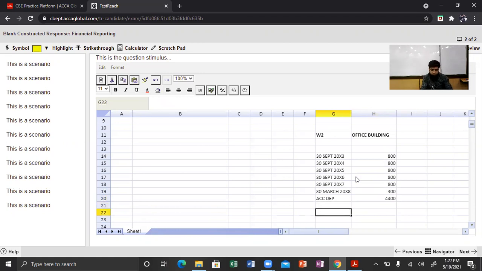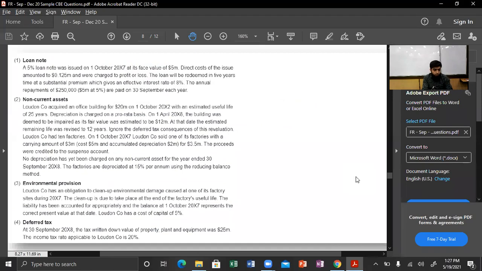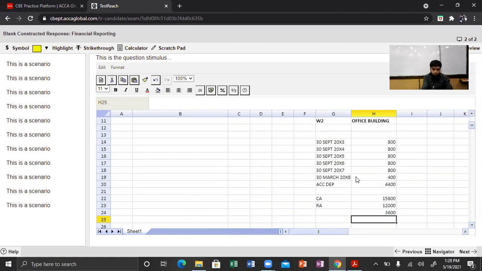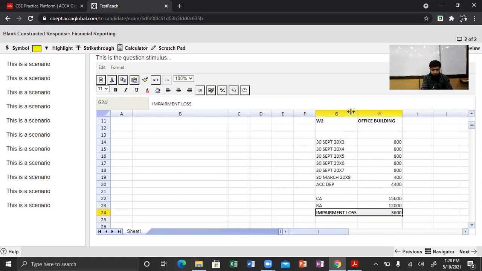Let's calculate the book value or the carrying amount. Carrying amount would be the cost. The cost of the asset was 20,000, minus 4,500, that is the accumulated depreciation. And what is the recoverable amount? That is 12 million, that is 12,000. It means the impairment loss would be 3,600. That is the impairment, and that needs to be adjusted. So that is the impairment loss that needs to be accounted for.